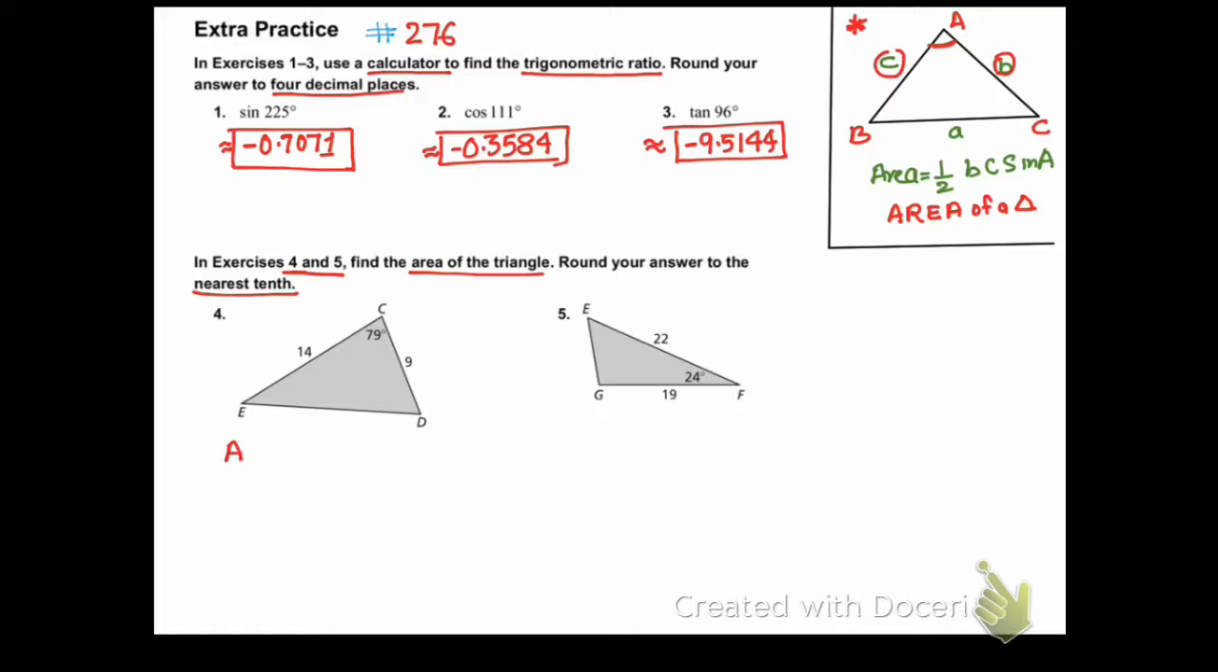So in that case, what is the area? I have been given two sides, and the angle between them is this one, so I'll be using this angle. So this is half times 14 times 9 times sine of the included angle, sine of 79 degrees. In your calculator, you can type in 14 times 9 times sine 79 degrees divided by 2, since 1/2 means divided by 2. And to the nearest tenth, your answer is going to be 61.8 square units.